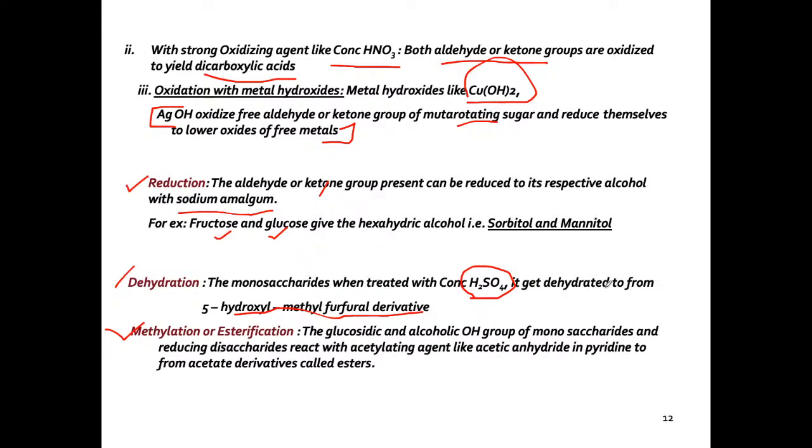Then oxidation with metal hydroxides. So metal hydroxides like copper hydroxide, or also silver hydroxide, tend to oxidize the free aldehyde group or ketone group of mutarotating sugars, which reduce themselves to lower oxidation states of the free metals.